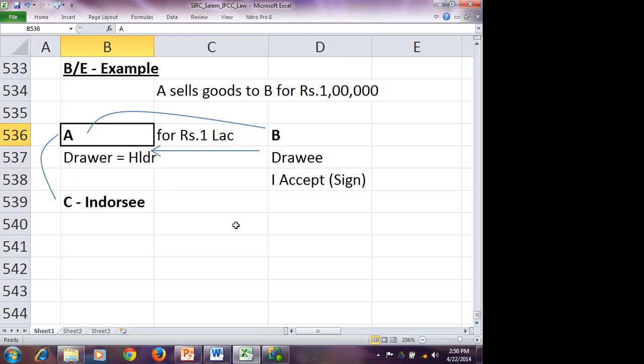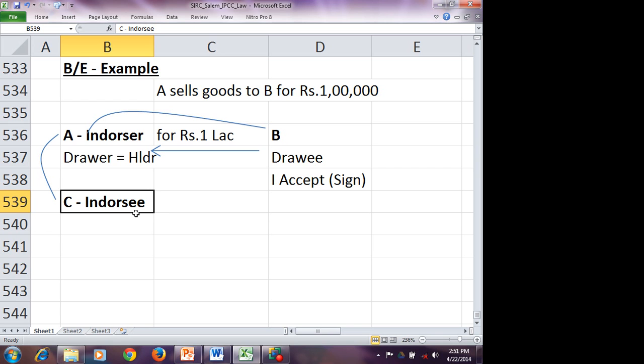Great. A was the holder, primarily the drawer, then the holder, and now has become the endorser. Because the one who negotiates the instrument is the endorser, and the one to whom it is negotiated is the endorsee. Now why should A endorse the instrument to C? Primarily, A owes some amount to C. Technically, C is a creditor, which means I owe some amount.